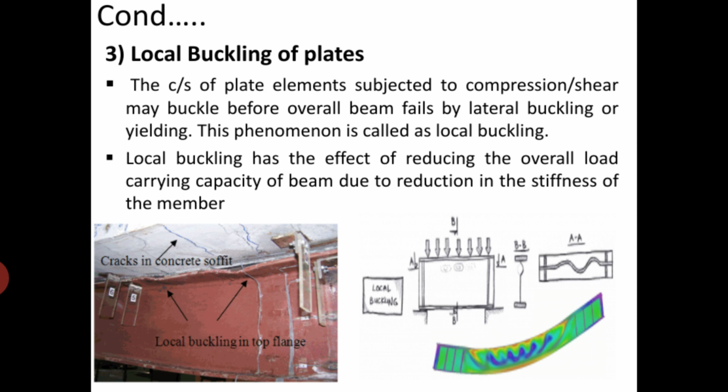So if this type of failure occurs in the members, what happens? Local buckling has the effect of reducing the overall load carrying capacity of the beam due to the reduction in the stiffness of the member. This also we have discussed in the previous lecture.